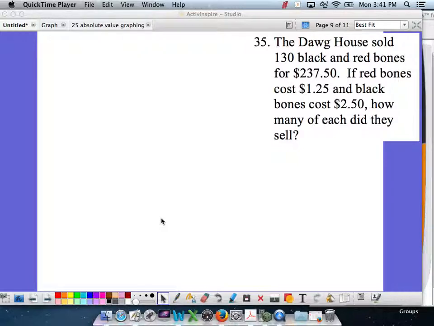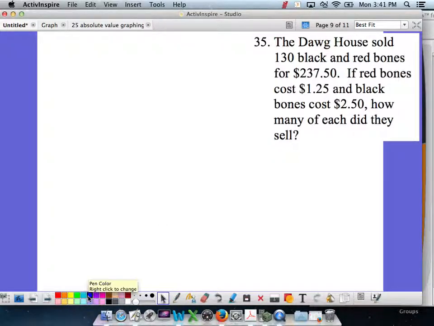The doghouse sold 130 black and red bones for a total of $237.50. If the red bones cost $1.25 and the black bones cost $2.50, how many of each did they sell? Well, I can really see the money jumping out there, so that's what I want to find first. I have red bones that cost $1.25, plus the black bones cost $2.50.